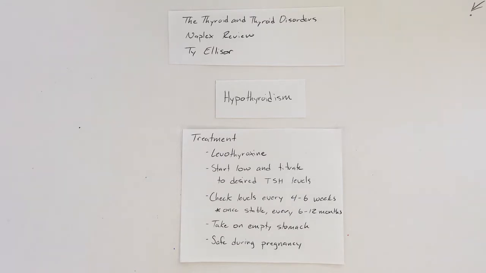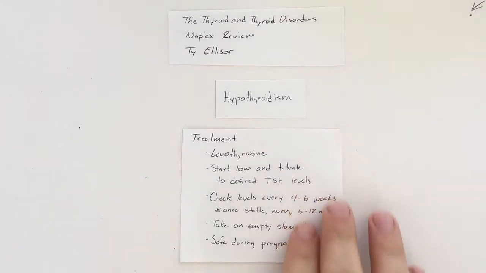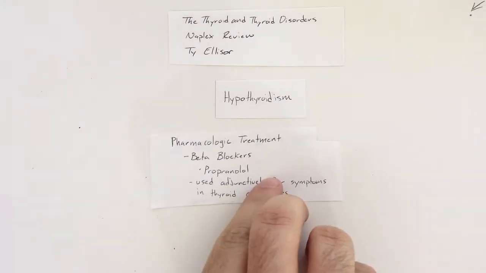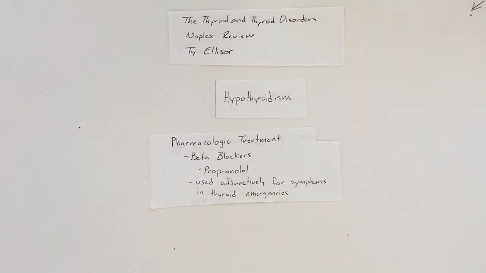You'll take it on an empty stomach, usually first thing in the morning, 30 minutes before meals, and 2 hours before or 6 hours after taking binding agents such as antacids or iron. Some other options that you could take would be beta blockers like propranolol, and you would use this adjunctively for symptoms in an emergency, in a thyroid emergency.